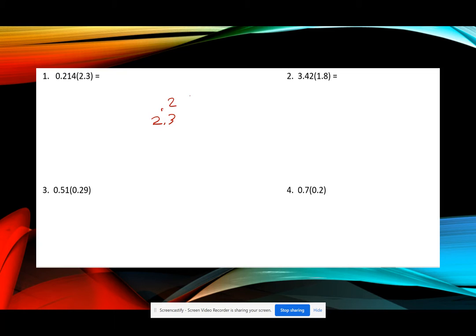I don't need to line it up if I don't want to. So instead of writing it like this, I'm going to write it like this. So I'm going to start off by doing 3 times 4 to get 12, 3 times 1 to get 3 plus my 1 that I carried over. That's going to give me 4. And then we do 3 times 2 to get 6. So I have 642 when I multiply 3 times 214.